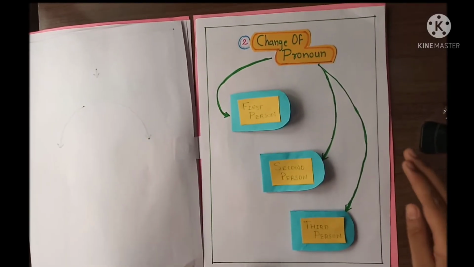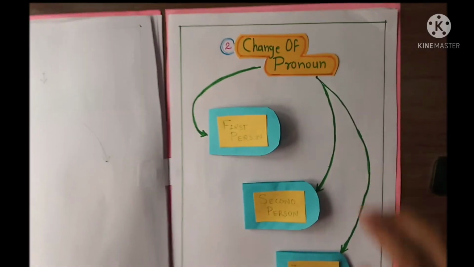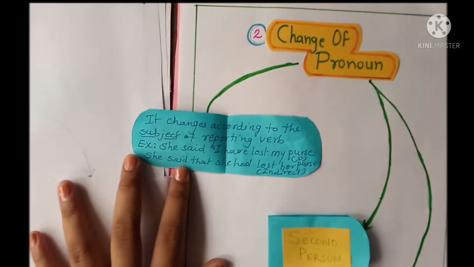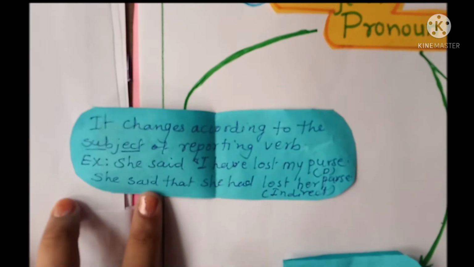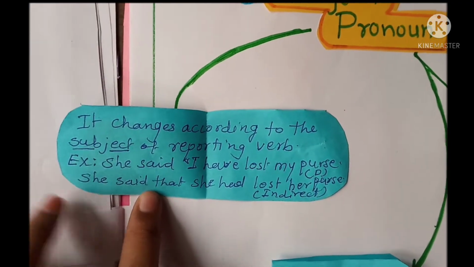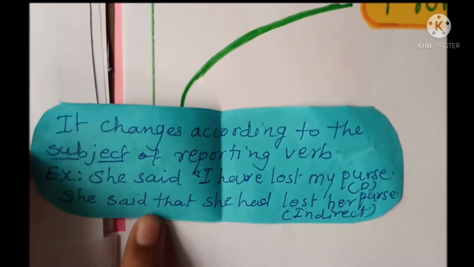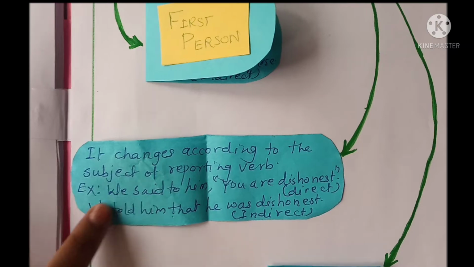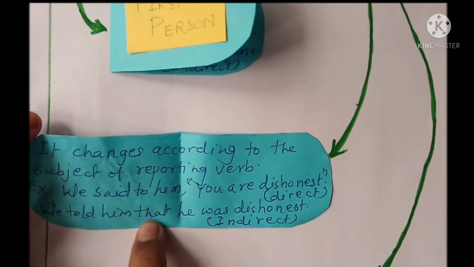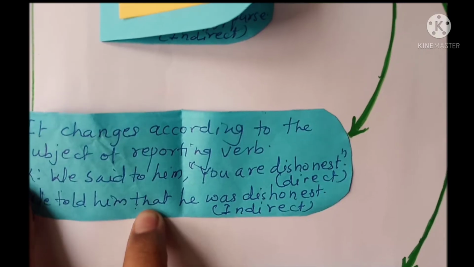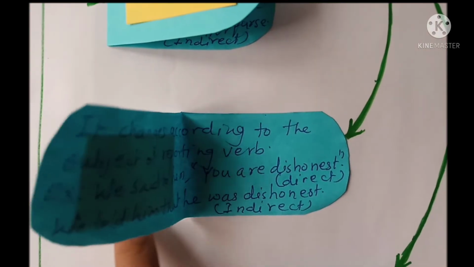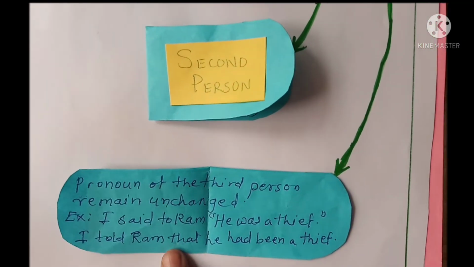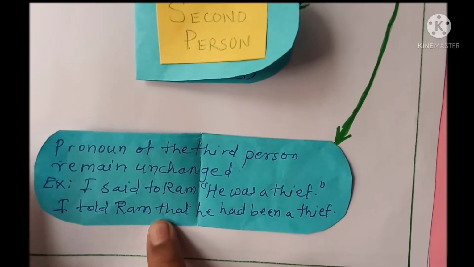The second rule of reported speech is change of pronoun. First person. Here is the description and here is the example. Second person. Here is the description and here is the example. Third person, description and example.